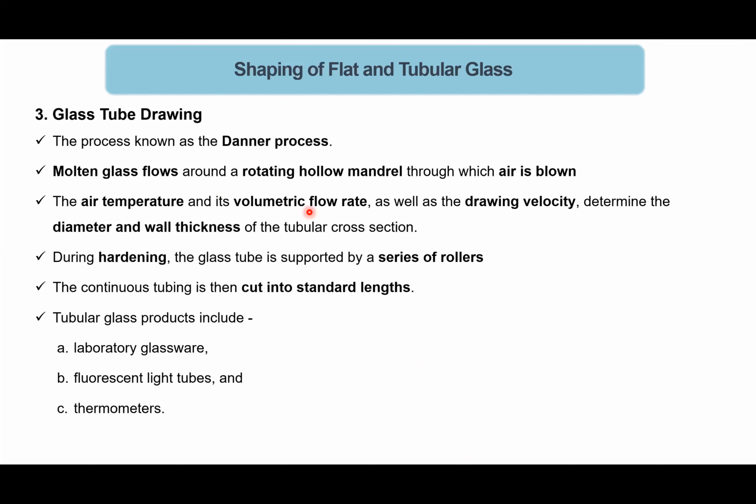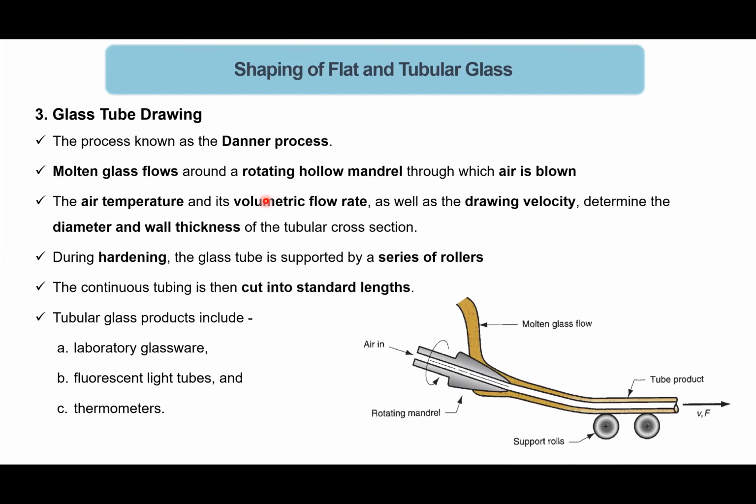Next is the glass tube drawing, how to make glass tubes. This process is also called Danner process. In this case we produce the glass tubes using the rotating mandrel. This is the mandrel. There is a hole inside the mandrel through which we pass the air, the cold air, and the mandrel is rotating continuously, and molten glass is poured on the mandrel.